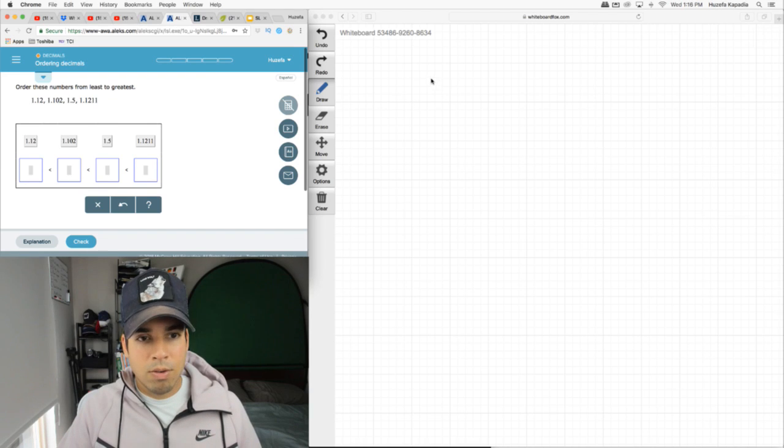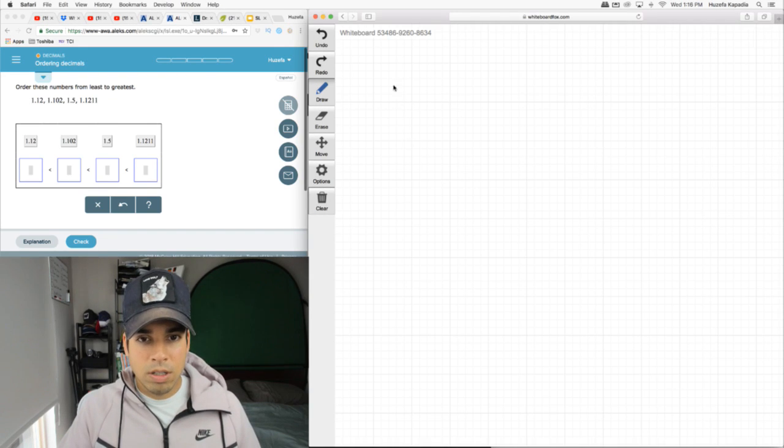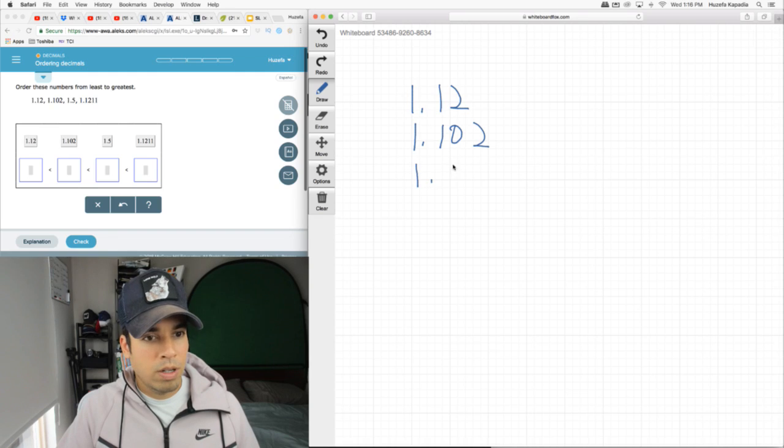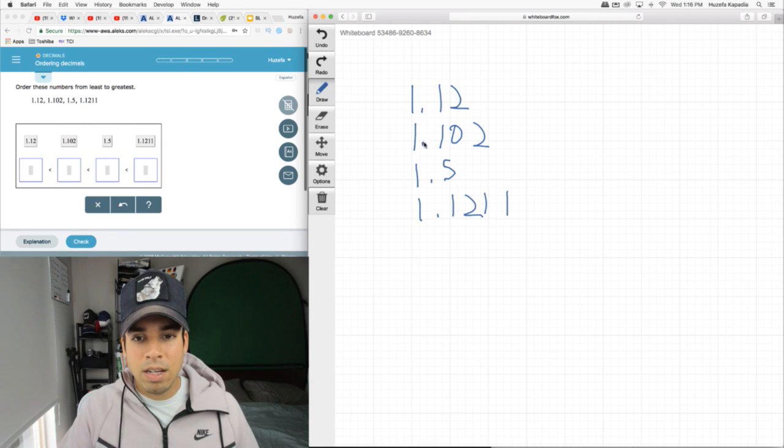So we have, let's do it like this: 1.12, 1.102, 1.5, and 1.1211. So what am I doing? I'm lining these all up by the dots. And so we can see from digit to digit to make a comparison.